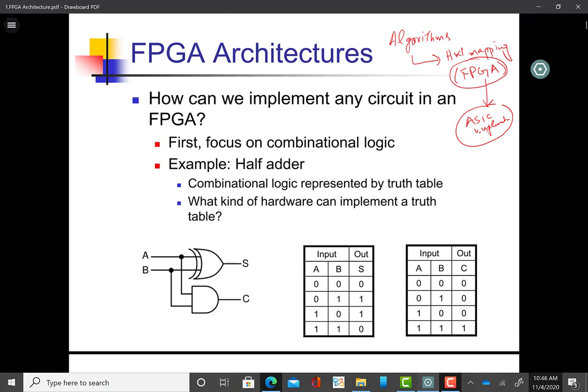But with time, FPGAs have become so much more powerful that nowadays people just implement their system on an FPGA and put it in their application. So nowadays mostly they are not used for prototyping, but they are used for actual implementation of the system.